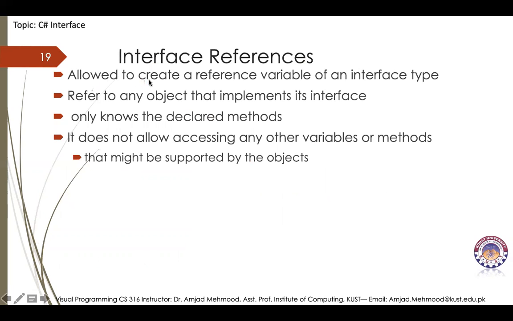Interface references allow you to create a reference variable of an interface type that refers to an object that implements the interface. It only knows the declared methods. It does not allow accessing any other variables or methods that might be supported by the objects.